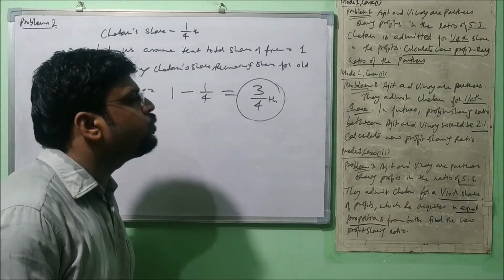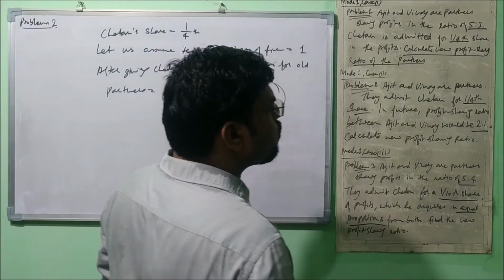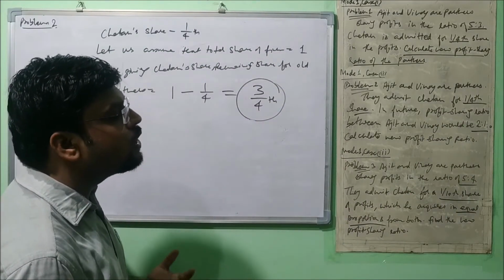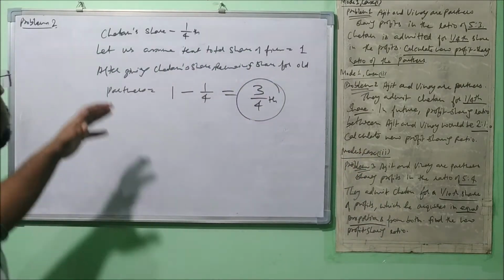So problem 2 says that Ajit and Vinay are partners. They admit Chetan for 1/4 share. In future, the profit sharing ratio between Ajit and Vinay will be 2:1. Alright, calculate the new profit sharing ratio. Then it will go on in a similar way.